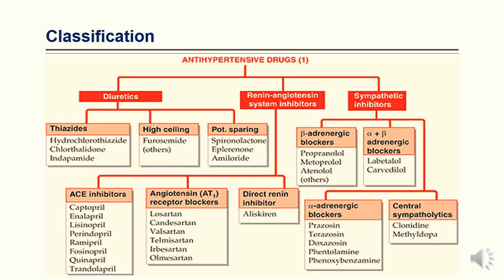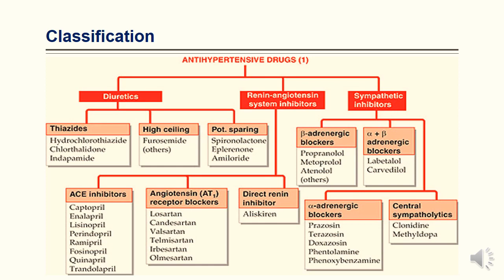One more thing, aliskiren can cause diarrhea, especially at higher dosage, and it can cause cough and angioedema, but probably less often than ACE inhibitors, and it is contraindicated in case of pregnancy.